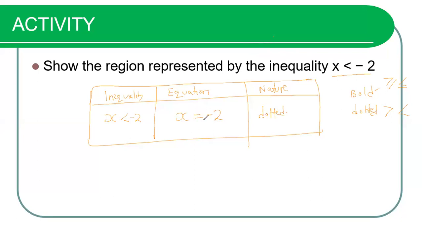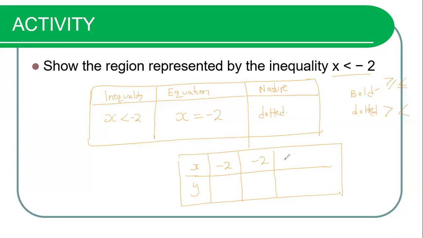Now, when you have x is equal to -2, remember, when we are plotting any line, I'll have my x, I'll have my y. Your x is -2, so all my x values are -2. In other words, x is -2 is a constant. But your y value can take on any values of your choice.